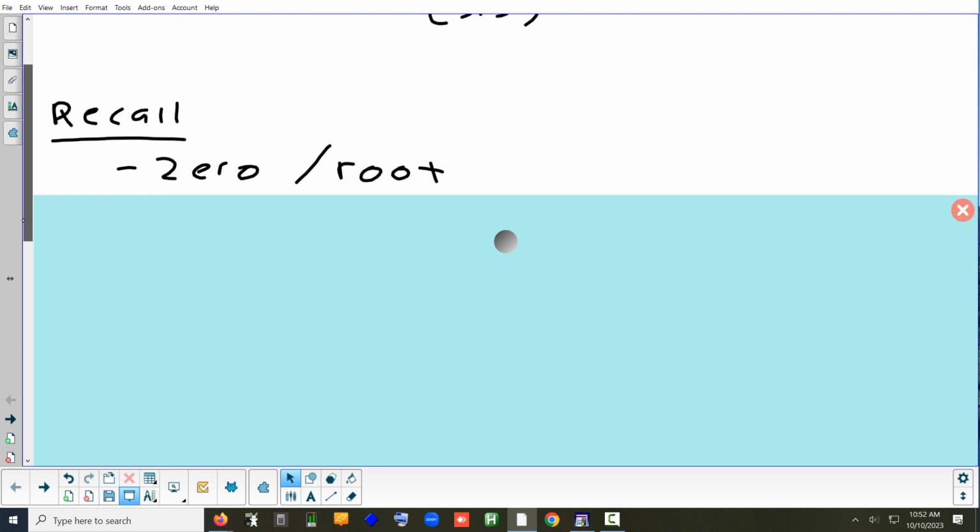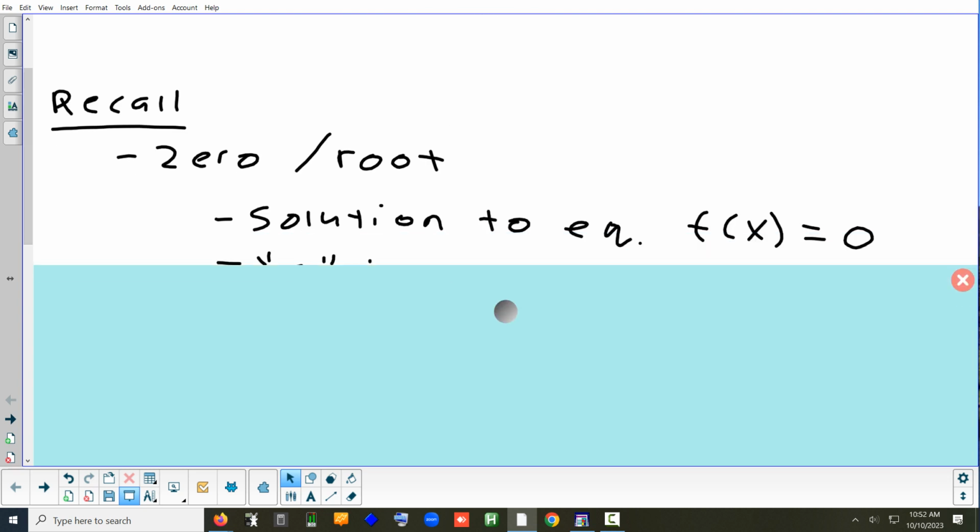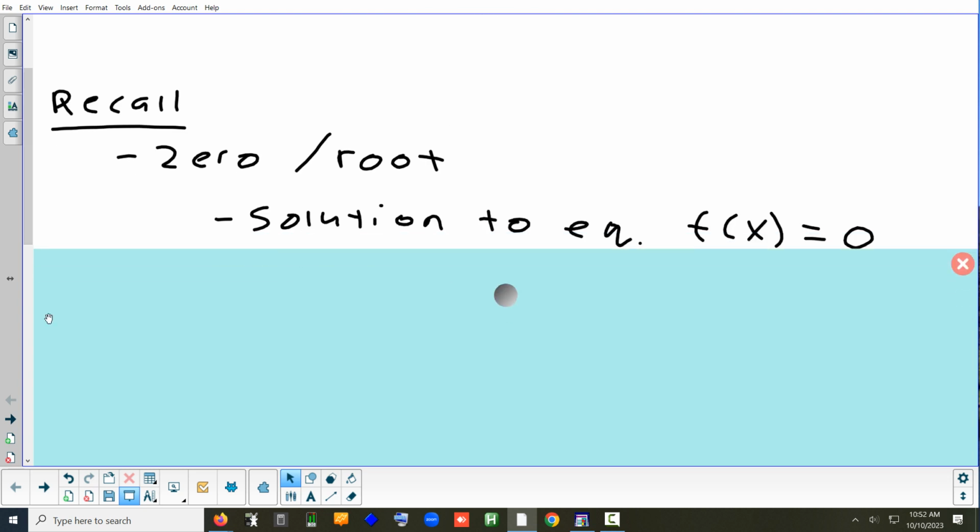All right, so just a couple of reminders about what zeros or roots are. Remember that zeros or roots are numbers that you can plug into a formula and the answer comes out to 0. So it's a value you plug in for x, and when you do that, you get 0 for y.